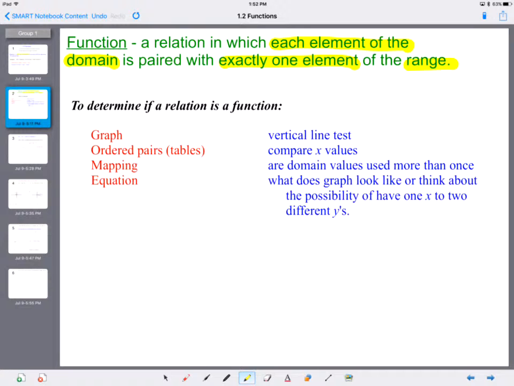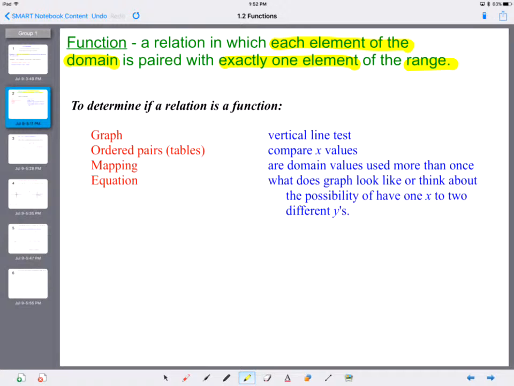In determining if a relation is a function, we're going to look at a couple different ways that a function can be written. But once again, this is where each element of the domain is paired with exactly one element of the range. So we can't have one x value going to two different y values. It can't be paired to two values of the range.